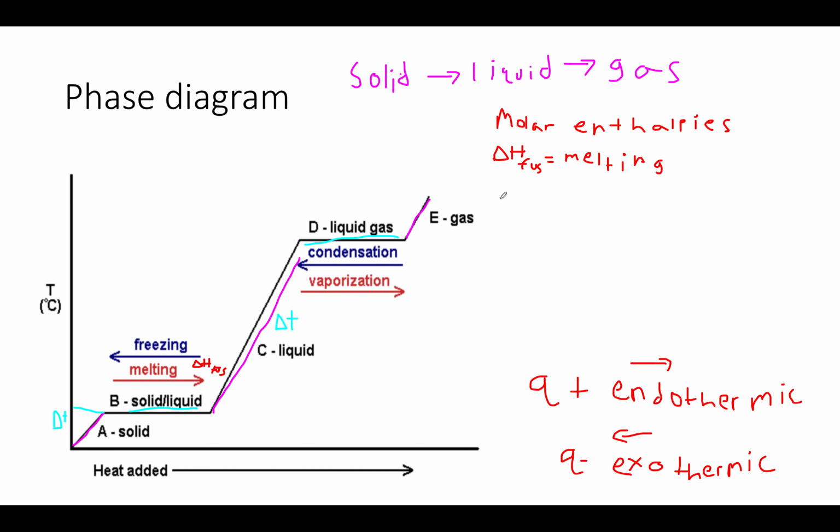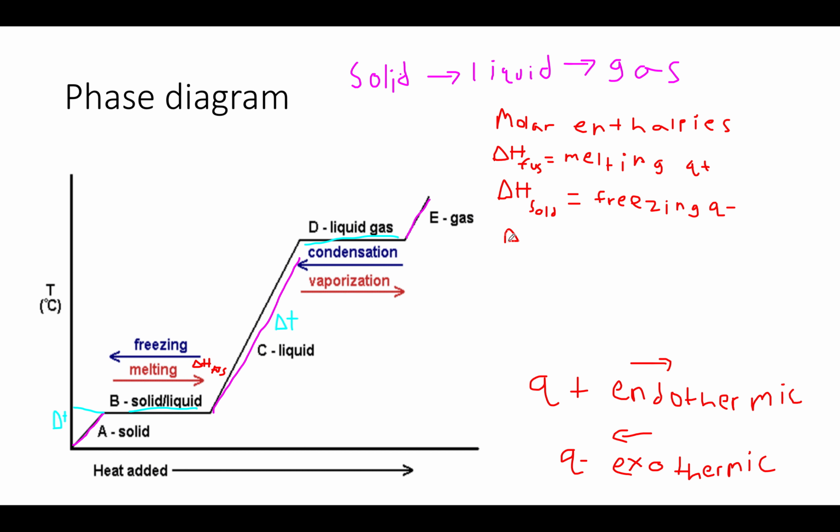The opposite would be freezing, but we don't call it that. We call it the heat of solidification. It's going to a solid, and that's the same thing as saying freezing or solidifying. So this would be an exothermic change. Q is negative, and melting would be an endothermic change. Q is positive. Okay, we have two more in this liquid gas area.